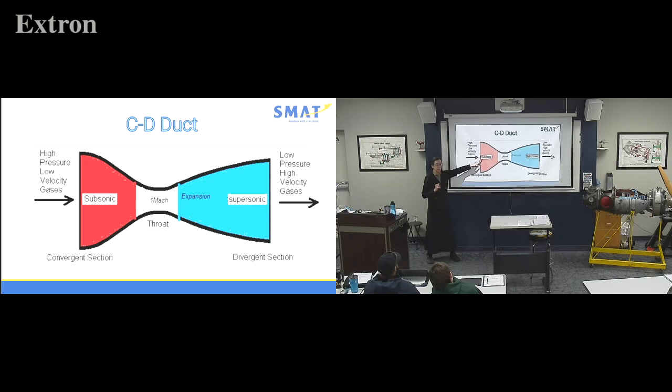subsonic, what's happening to velocity and pressure? What's happening to velocity? It increases. Increases, what happens to pressure? And then we hit this restriction, we reach Mach 1. Now we have a divergent duct, supersonic air. So now we have, and it's up here, but what happens to pressure for supersonic? Very good. And velocity?